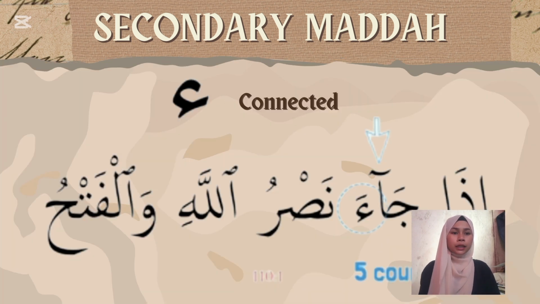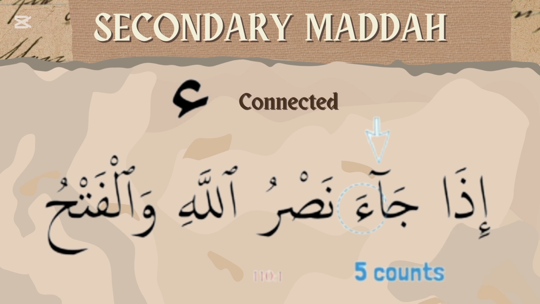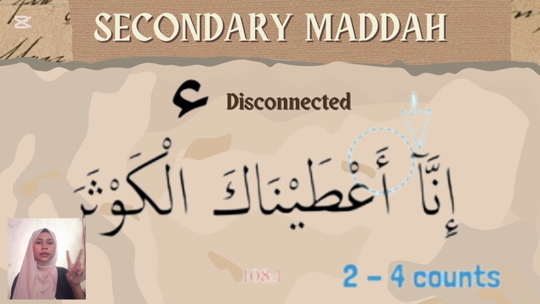If you see a hamza after the long vowel, there could be two scenarios. The first scenario is when the hamza is connected to the same word as the long vowel. In this example, we see a long vowel and we see a hamza directly in the same word. If you see it like this, we lengthen it for 5 counts. إذا جاء نصر الله والفتح.